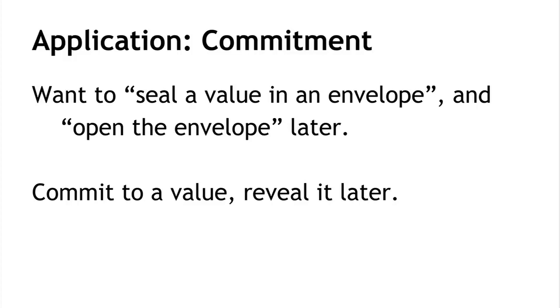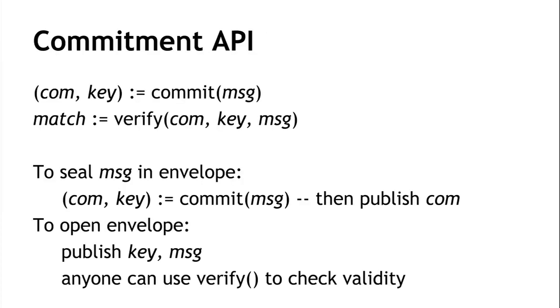So commit to a value and reveal it later. We want to do that in a digital sense. To be more specific about the API that we're going to provide here, the commitment API looks like this: there are two things you can do. First, you can commit to a message, and that's going to return two values, a commitment and a key.